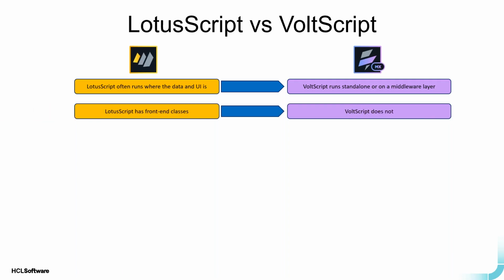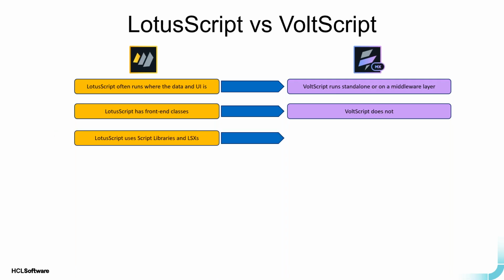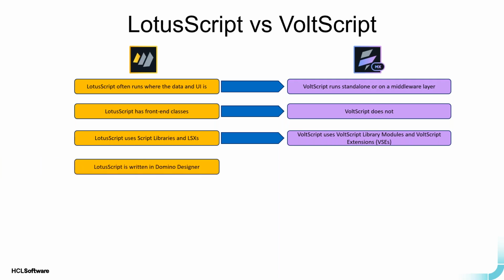Obviously then LotusScript has front-end classes, VoltScript doesn't, and it won't. LotusScript, we're familiar with script libraries and LSXs. We may not be aware of them as LSXs, but all of the Notes classes and the Notes backend classes come from the first ever LSX, LSXBE. We've got the same concept in VoltScript with VoltScript library modules and VoltScript extensions.